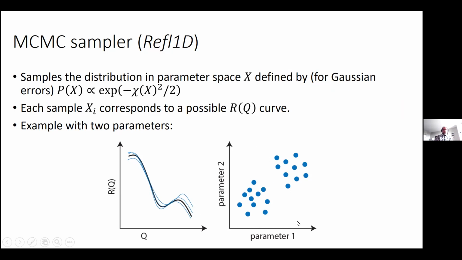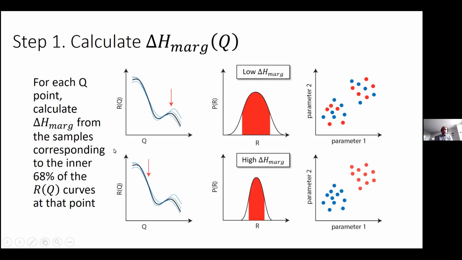Here's a simple example of two parameters, parameter 1 and parameter 2. This is, of course, completely made up. But let's say this is what your posterior distribution looked like. In other words, these are your data-constrained parameters. In this case, they're clustered. They don't have to be, of course, in general. And each one of these dots corresponds to one of these curves in R of Q versus Q. The ground truth here, in the parlance of machine learning, is the black curve.